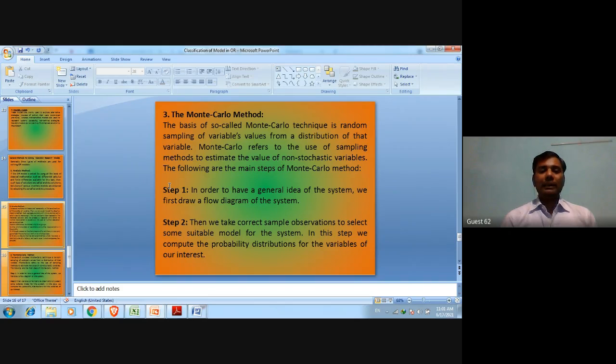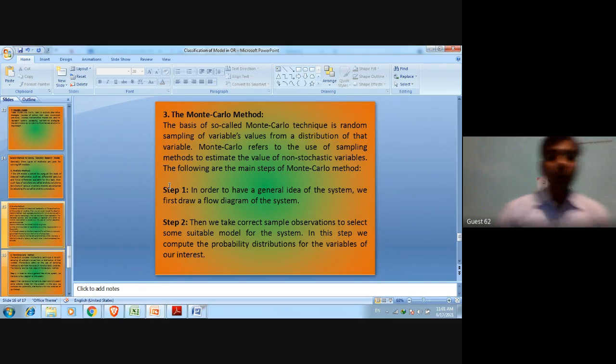In the second step, we take correct sample observations to select some suitable model for the system. In this step, we compute the probability distribution of the variables of our interest. This means we have to make a probability distribution, which tells us the chances of occurrence of that event.